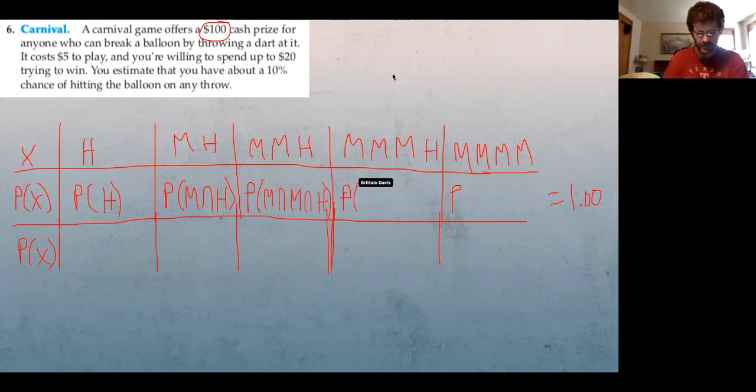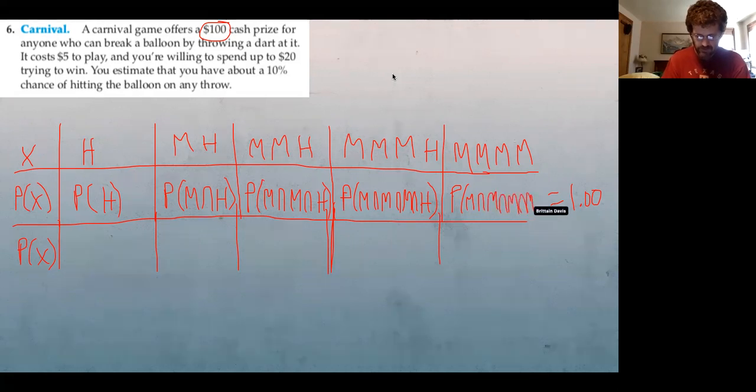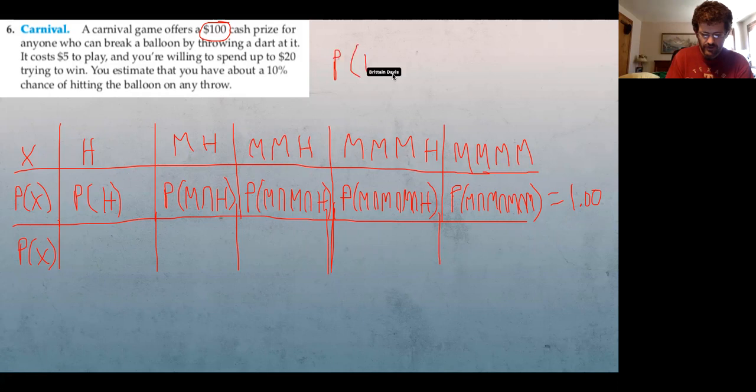All right, now we know what to do. Miss and miss and miss and hit. And of course now it's miss and miss and miss and miss. Okay, probability of a hit is given right here. Probability of a hit is 0.1, which means the probability of a miss, the complement, is 0.9.